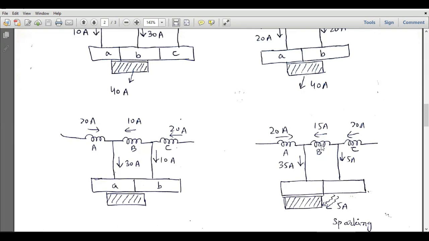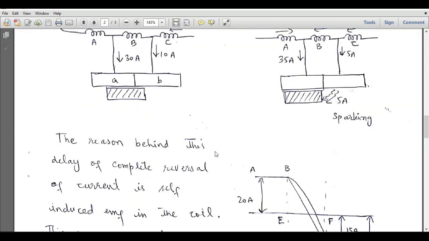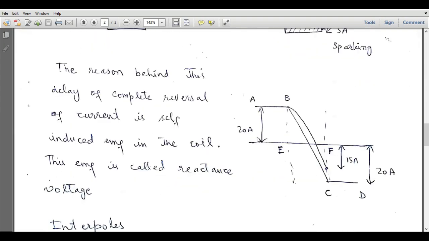So in coil B, complete reversal has not been achieved. If the complete reversal of 20 amperes had been achieved in this coil B, then that current must have been 0 amperes and there would be no sparking over here. So this is the result of poor commutation, and that can also be visualized graphically in this graph.